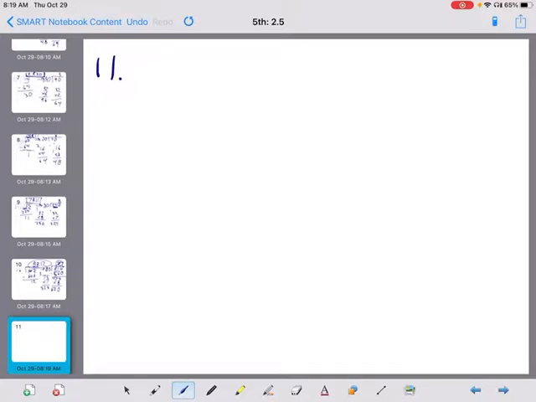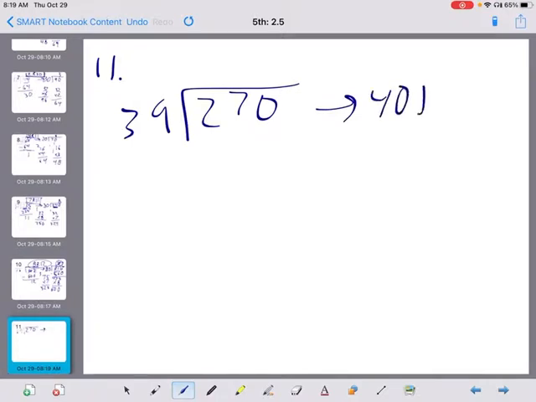270 divided by 39. All right, go ahead and do it at home. And we're back. This rounds to 40. Well, it doesn't even need to round. It's at 270 already. 4 goes into 27 how many times? Well, 4 times 6 is 24. 6 times 4 is 240.